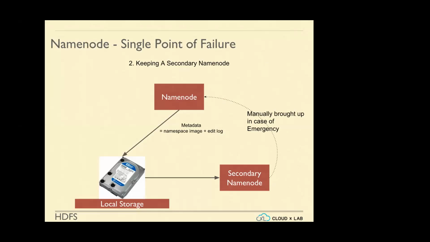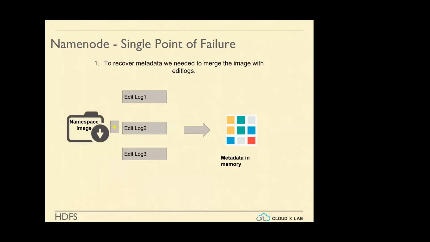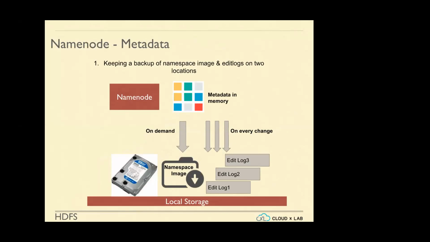A question from Sachin is, can you again explain what is namespace image? So periodically, we create the snapshot, or we also call it image of the entire metadata, meaning whatever is in the memory, we save it to the disk. At this point of time, it keeps a mark that, okay, till this point of time, we have the entire image available.